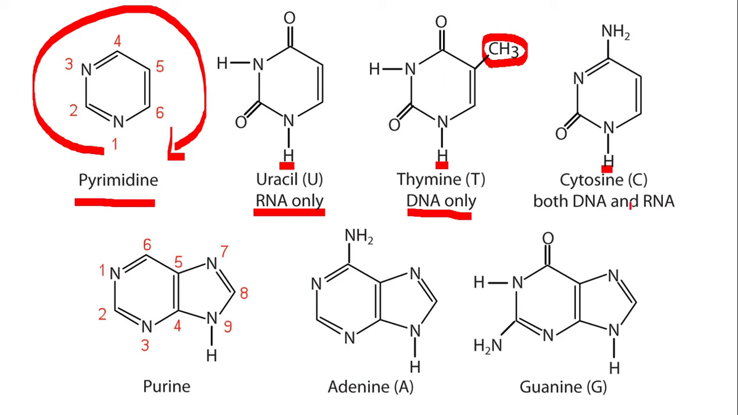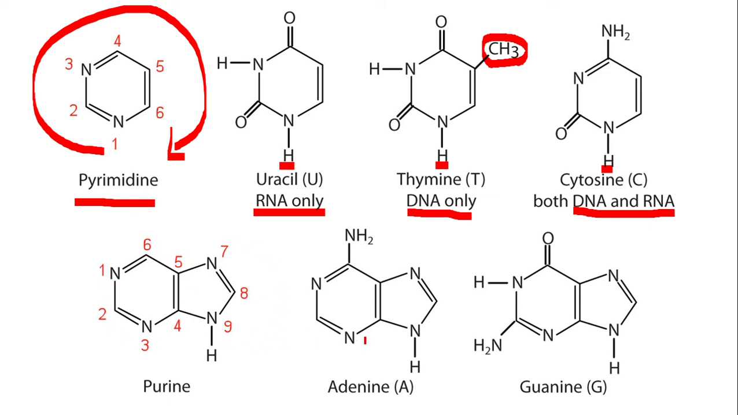Of course, cytosine is present in both RNA and DNA. Coming to the pyrimidines, coming to the purines. Look at the numbering pattern of the purines. It is like this and like this.